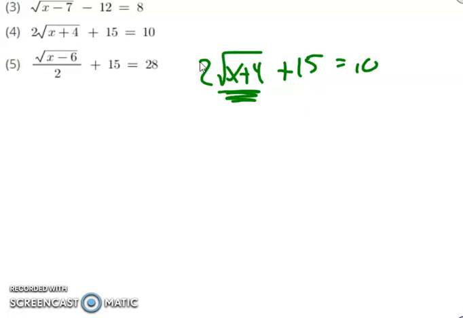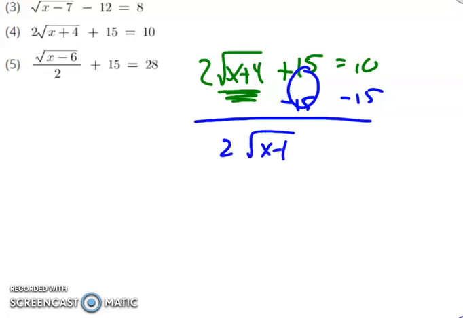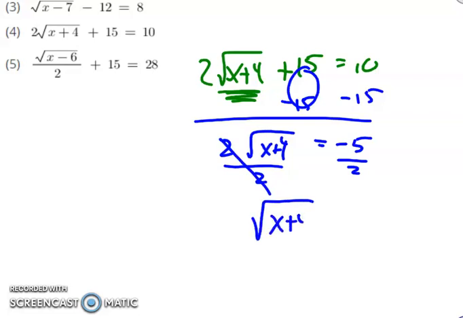So problem 4, we have 2 times the square root of x plus 4, plus 15 equals 10. Here, we want to get the square root by itself. So the first step is we're going to subtract 15 from both sides. Then we're going to divide both sides by 2. So we end up with the square root of x plus 4 equals negative 2.5.